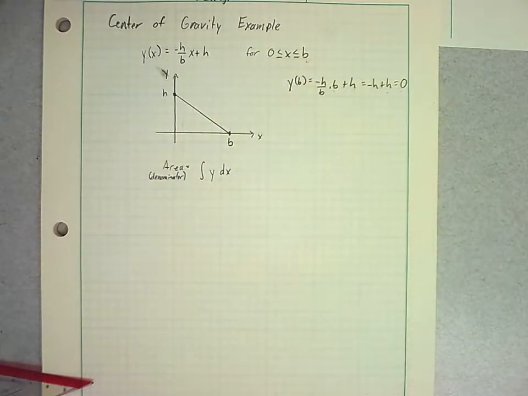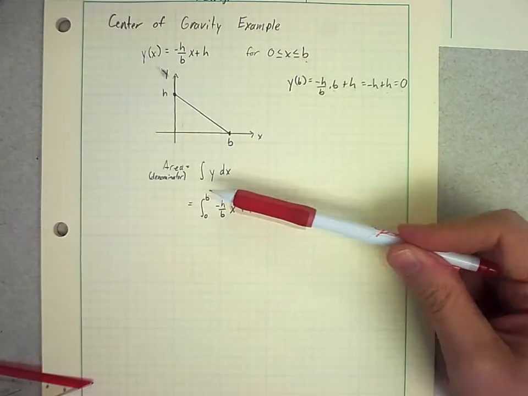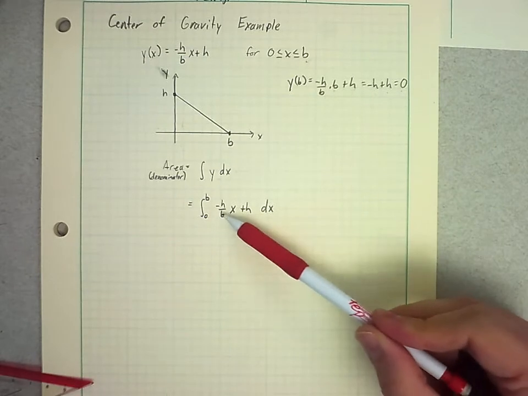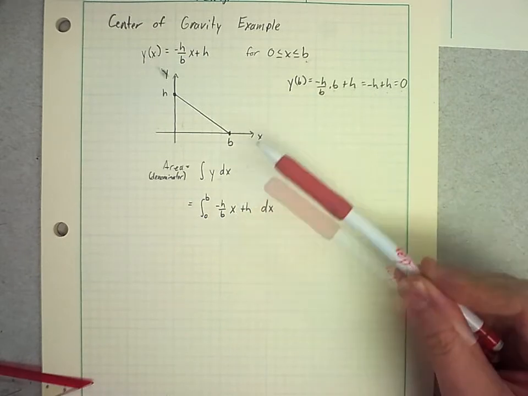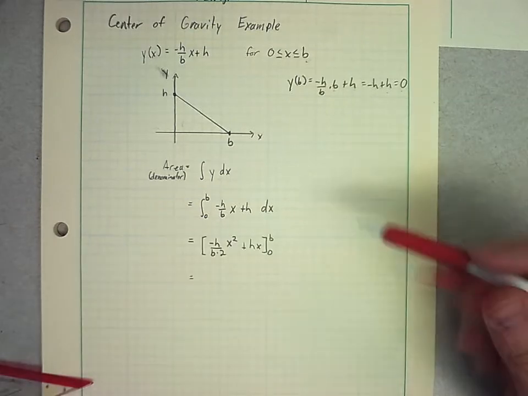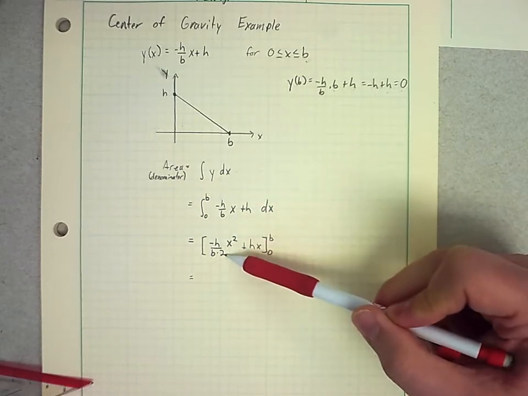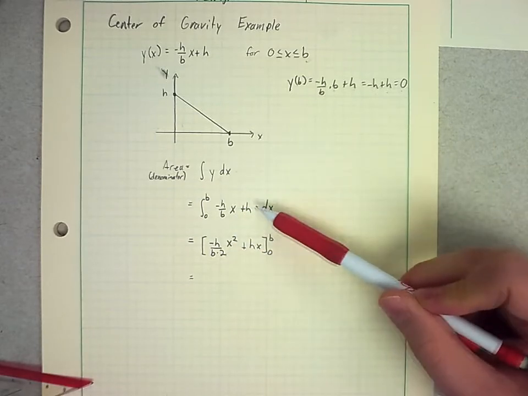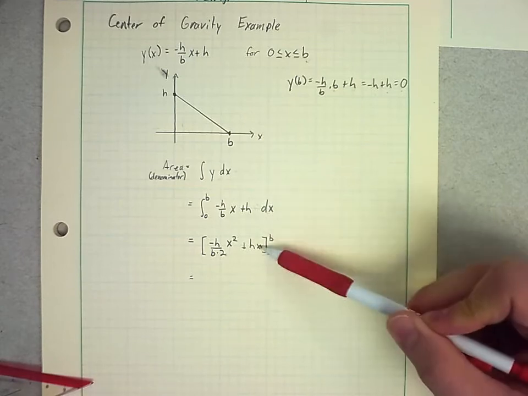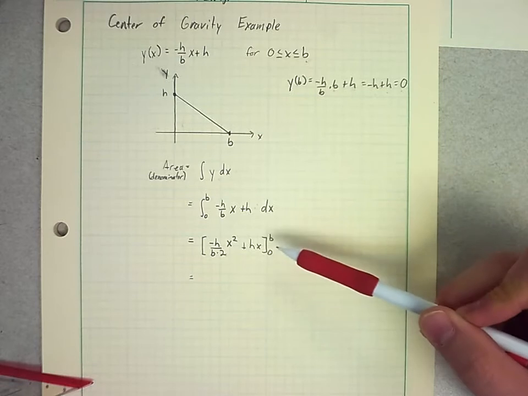So then we can just plug in our function and evaluate the integral we want to find. So we're integrating from 0 to b, because that's our interval, negative h over b x plus h. Just our y function gets put in there. And now we can get the antiderivative. So when we do the antiderivative, raise the power divided by the new power, so we get x squared and the 2 on bottom. Raise x to the first, divide by 1, so it just becomes hx. And again, we don't have to worry about the plus c because we're doing a definite interval.